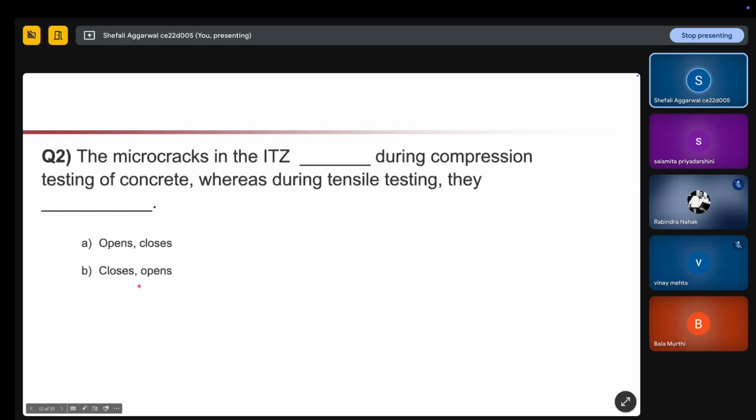The micro cracks in the ITZ open or close during compression testing of concrete, whereas during tensile strength testing they do the opposite. B is correct. As we were talking about, during compression we are applying load from all directions and reducing the voids or the cracks in the ITZ area, and during tension we will open those cracks more. So the answer is B.